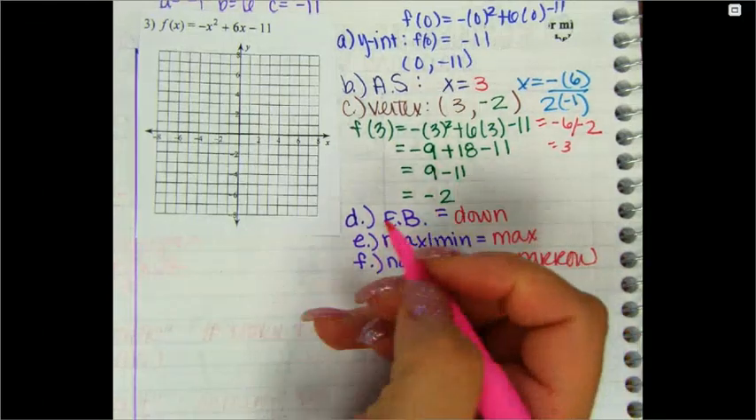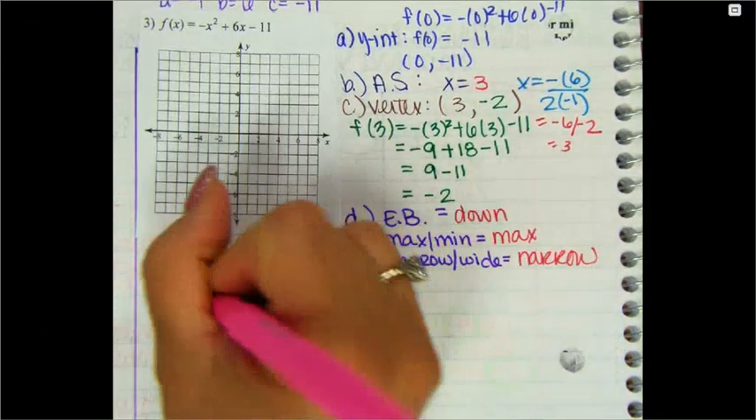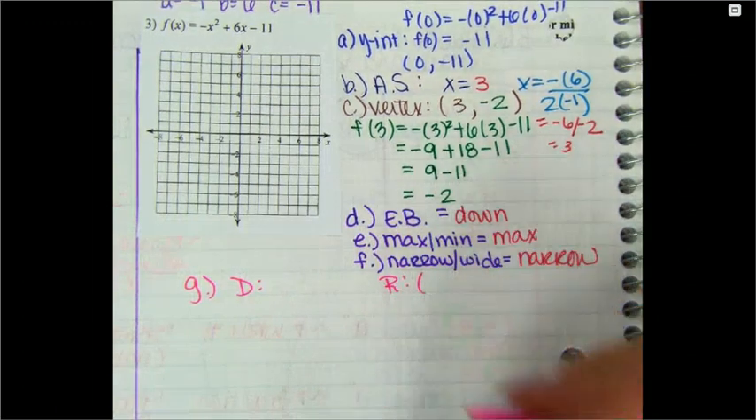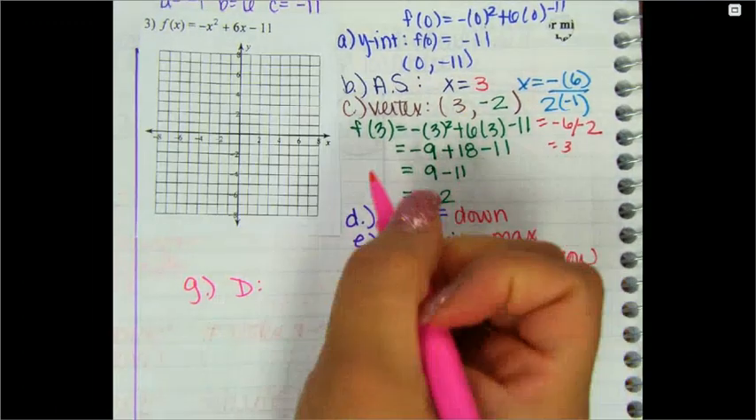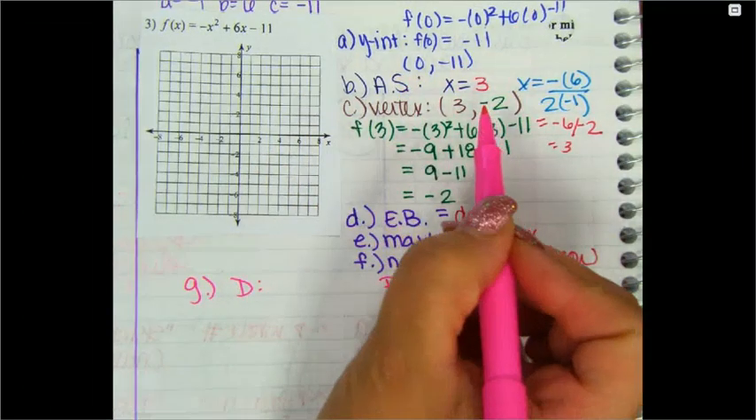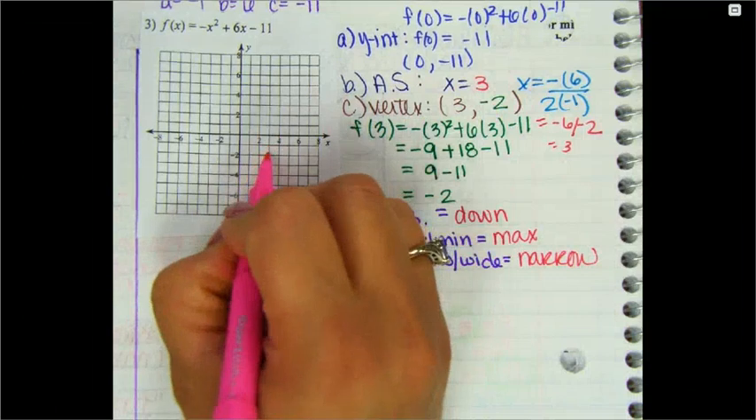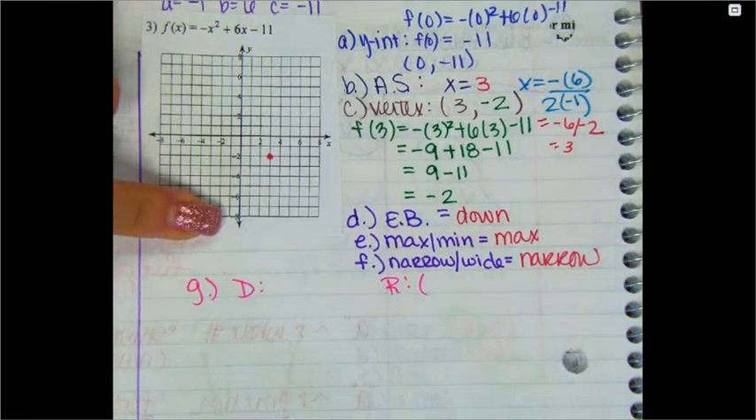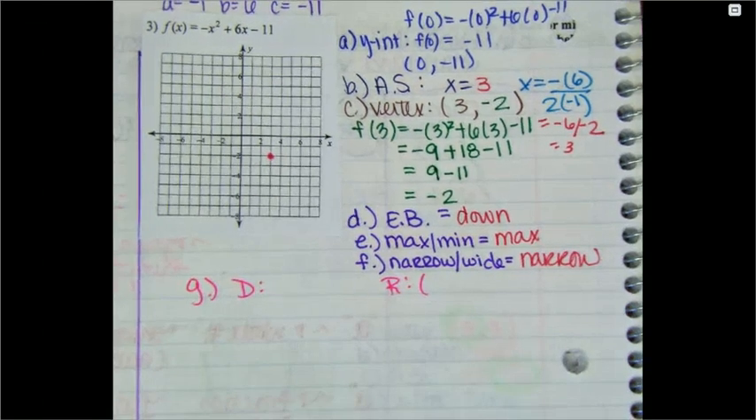Next part. Letter G, domain and range. I don't know yet, let's graph it. So let's graph. We have our vertex. Our vertex is located at (3, -2). So we're going to graph at (3, -2). Now my y-intercept is (0, -11). Well, my graph only goes to -8, correct? So it's not going to fit on my graph. But I do know that I can still graph this.